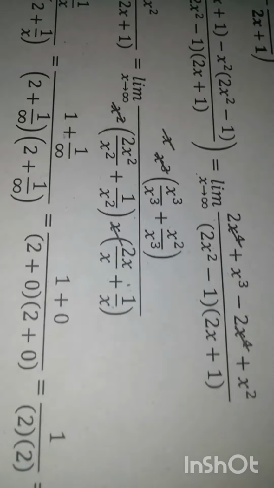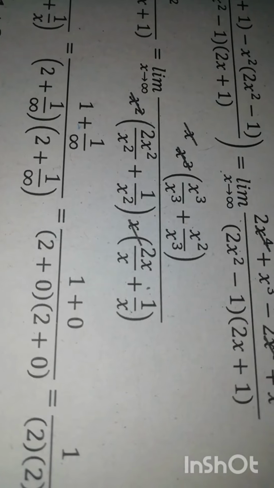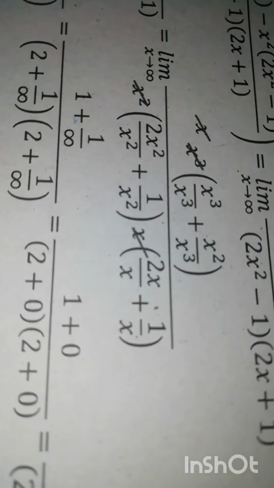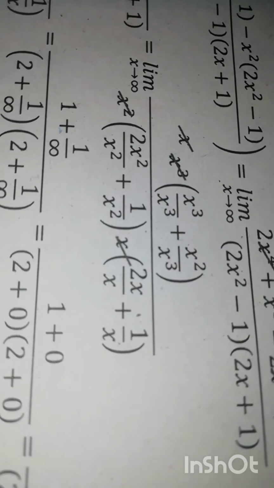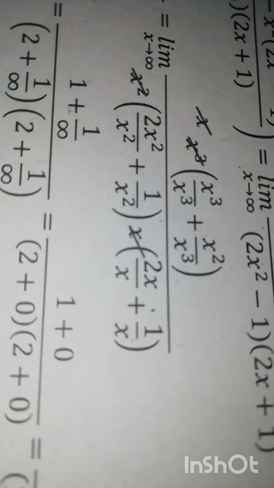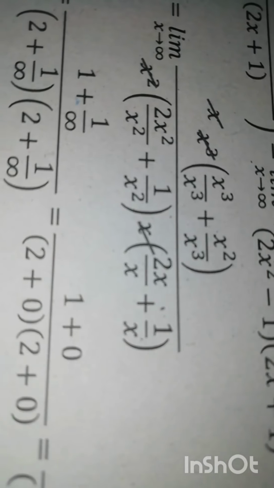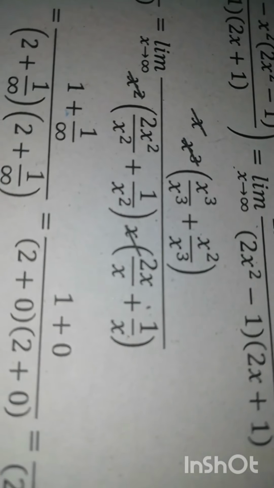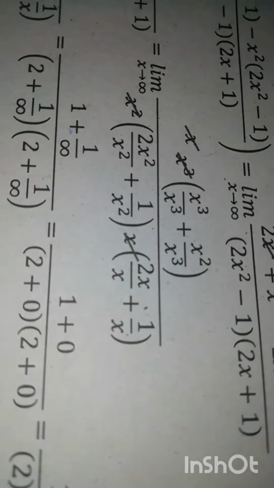Do you understand or not? How to find the limit? Simplification. And what is the reason? 0 by 0 and infinity by infinity are indeterminate forms. So if we get this form, first of all we simplify and then substitute. If we get the answer infinity, that is correct only. If the answer is 0, that is also correct. But if we get 0 by 0 or infinity by infinity, that is the indeterminate form. That is not a correct form.